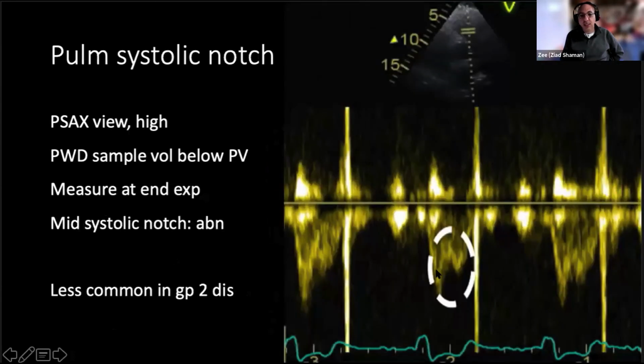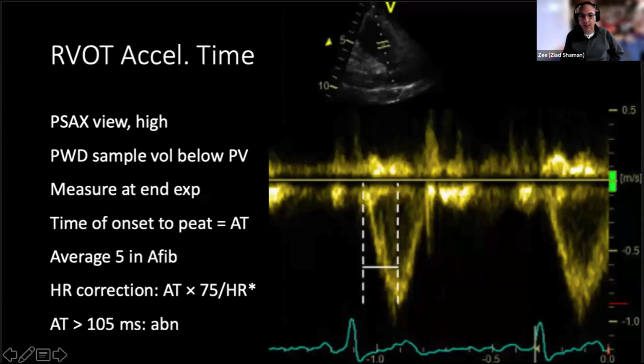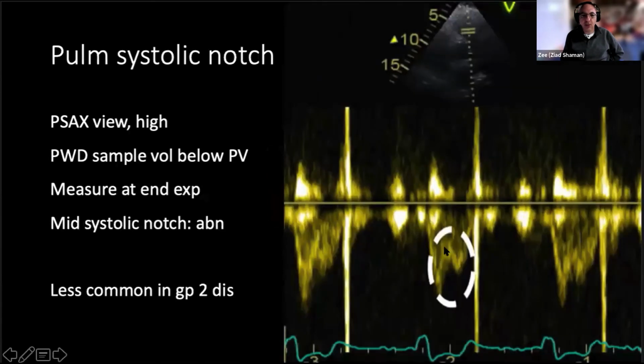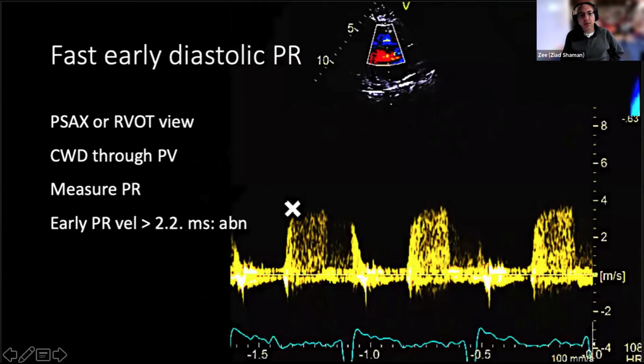Or if you see a notch in the jet, a systolic notch right there, that's not supposed to happen. The jet is supposed to be smooth and curved like that. If you get a systolic notch, then this is abnormal. Although realize that this is rare to be seen in group 2 disease, group 2 pulmonary hypertension, cardiac disease.